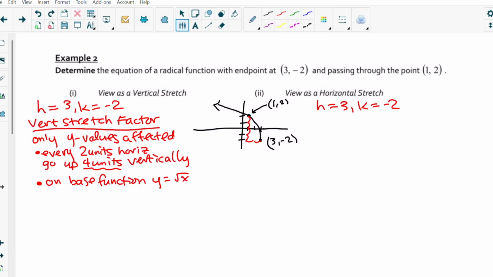On the base function, y equals square root of x, every 2 units horizontally go up how many units? Go up y equals square root of 2. So go up every 2 units horizontally. So that means x equals 2. Go up y equals square root of 2 units.